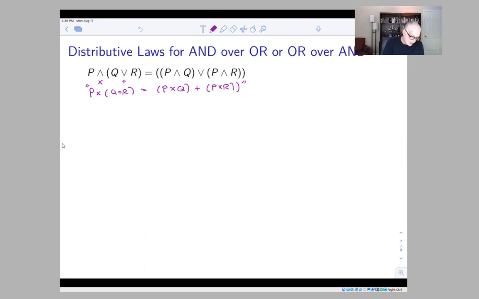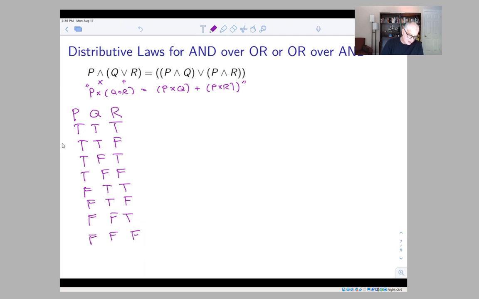To verify it, you would have to look at the truth tables. PQR: true, true, true, true, true, false, true, true, false, false, false, true, true, false, true, false, false, false, true, false, false, false. We can do Q or R: true, true, true, false, true, true, true, false. So now we can do P and Q or R: true, true, true, false, false, false, false, false.